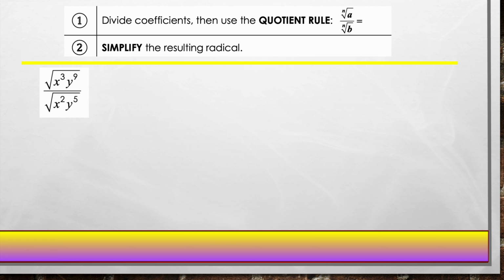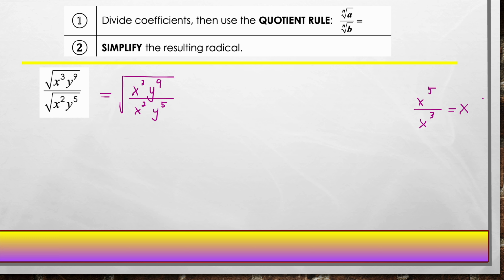Now this next example is the same thing, just it uses letters. But we have two radicals here. So let's combine them into one radical. Make it radical x cubed times y to the 9th over x squared times y to the 5th. Now once we do this, we could look to simplify the letters. If you remember when you have a letter on top and a letter on bottom, to simplify it, what you could do is just subtract the exponents.